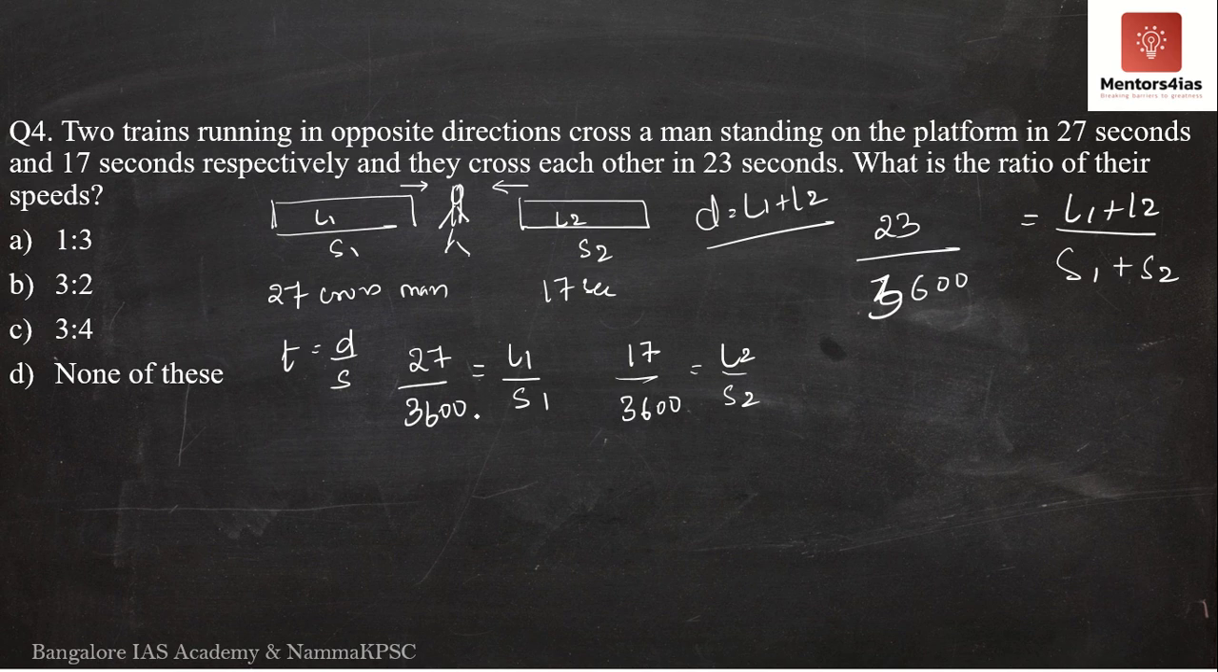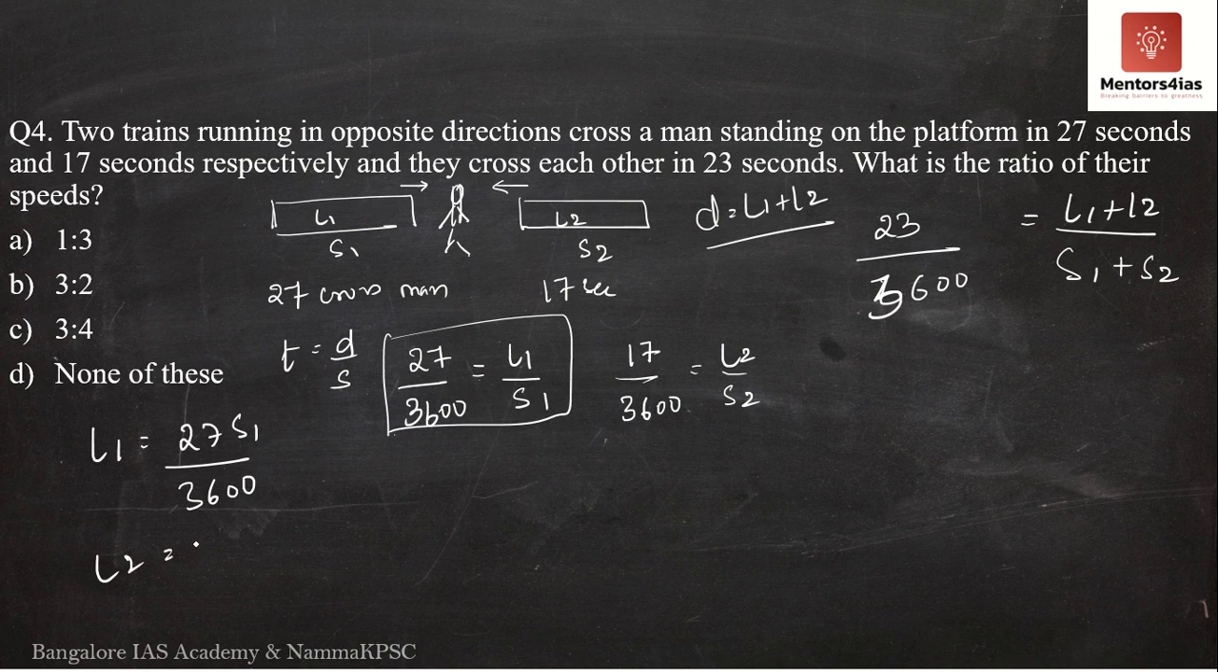So here I will simply substitute for L1 and L2. So from the first, time is equal to distance by speed, L1 is nothing but 27 S1 divided by 3600. From here I get L2 is nothing but 17 S2 divided by 3600. Now I'm going to substitute L1 and L2 over here. Please don't get kind of anxious or frightened by big numbers. These always get cancelled out very easily. That is why it is important that you don't try to simplify them initially itself. So I'm going to substitute for L1 and L2 over here.